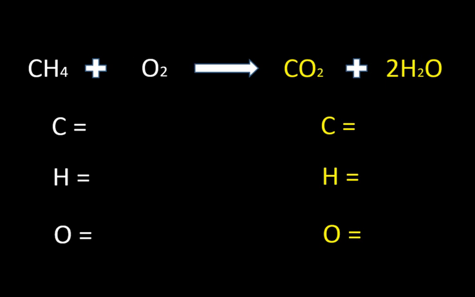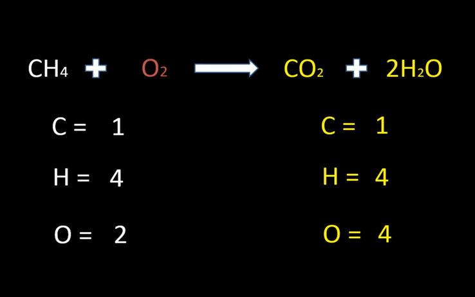All right, so here's an example of an equation that is not balanced. So on the left we have 1 carbon, we have 4 hydrogens, and we have 2 oxygens. On the right we have 1 carbon, we have 4 hydrogens, and we have 4 oxygens. So looking at it, we see that the oxygens are not in balance. So on the right we have 4, on the left we have 2.